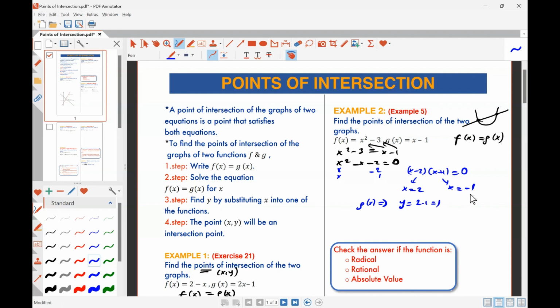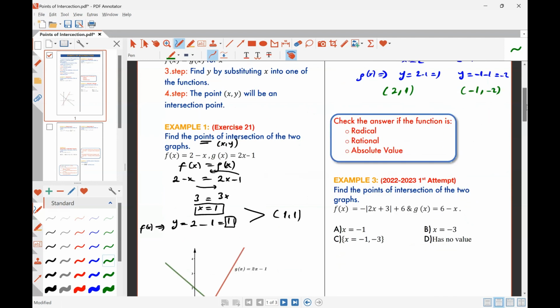And for x equals negative 1, y will be x, which is negative 1, minus 1, which gives me minus 2. So we have 2 points: here I have 2 for x, 1 for y, and here I have negative 1 for x and negative 2 for y. So I have 2 points of intersection. These are the points. Let's move on.